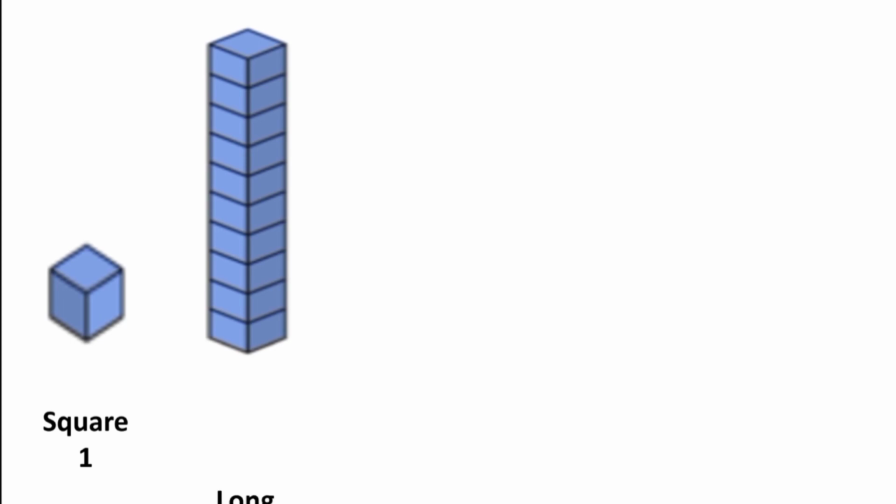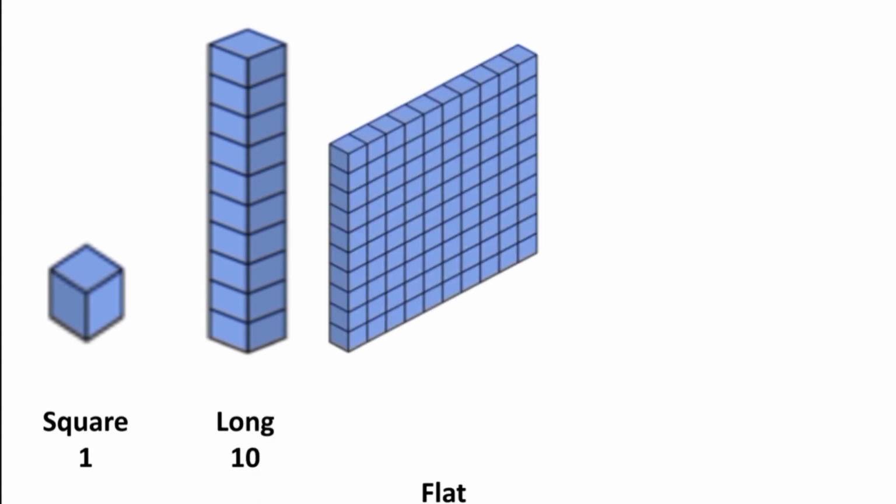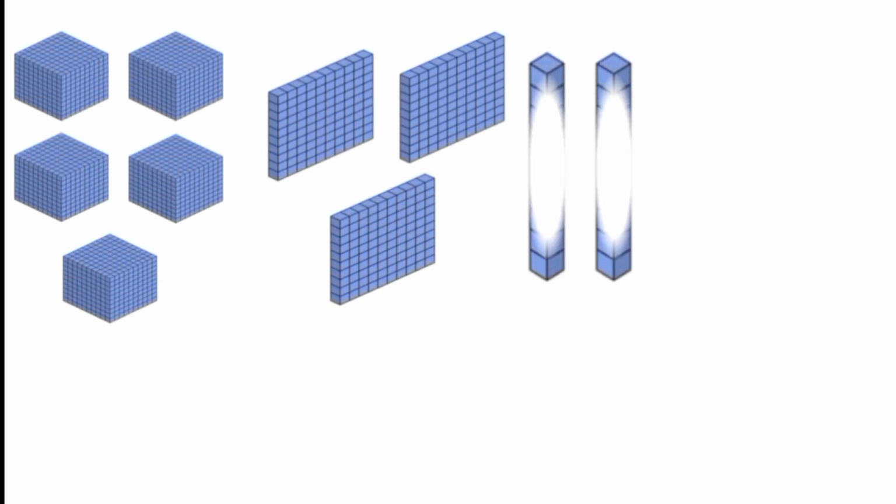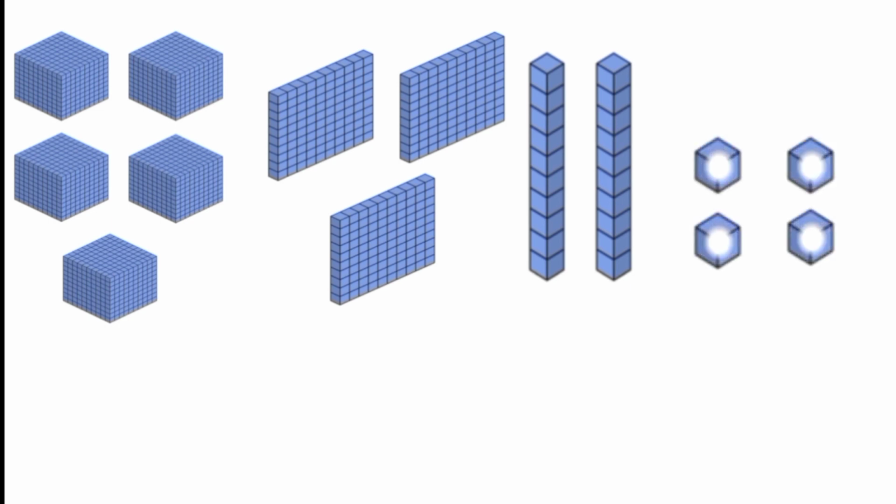One square represents one floor tile. One long represents 10 floor tiles. One flat represents 100 floor tiles, and one block represents 1000 floor tiles. So, how do we use this to get the total number of tiles? According to Month 1, he was able to calculate 5 blocks, 3 flats, 2 longs, and 4 squares.